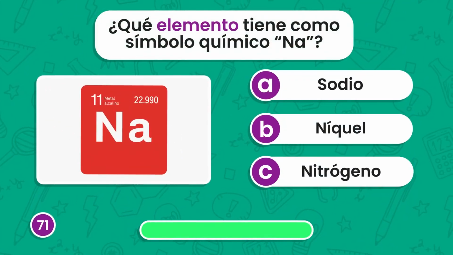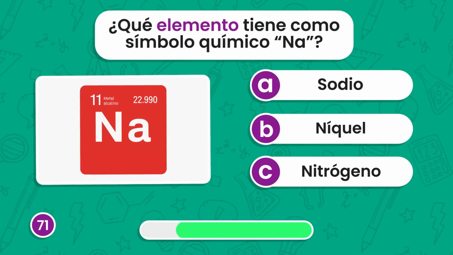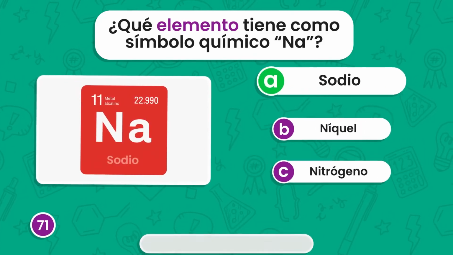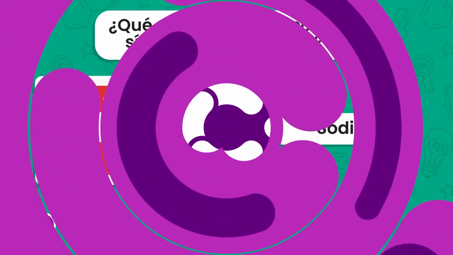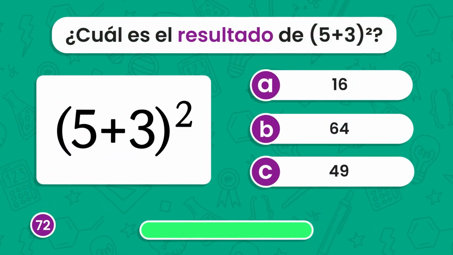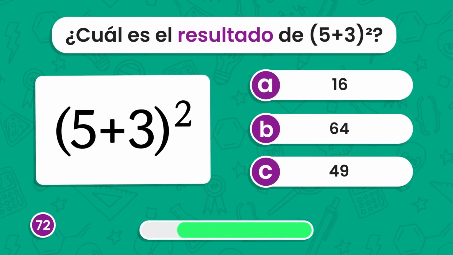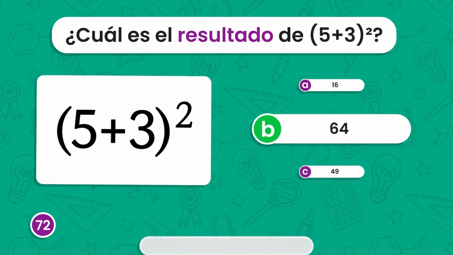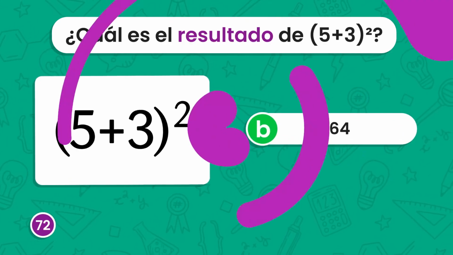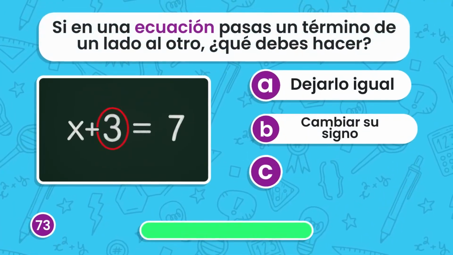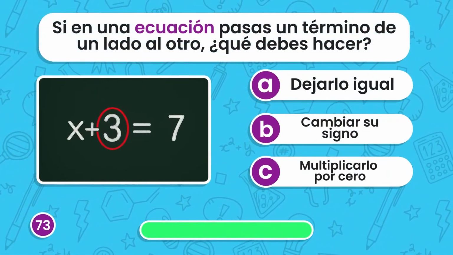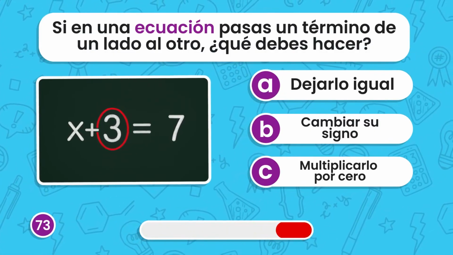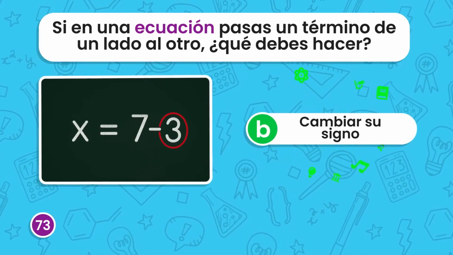Which element has the symbol Na? Sodium. What is the result of 5 plus 3 squared? 64. If you move a number from one side of an equation to the other, what should you do? Change its sign.